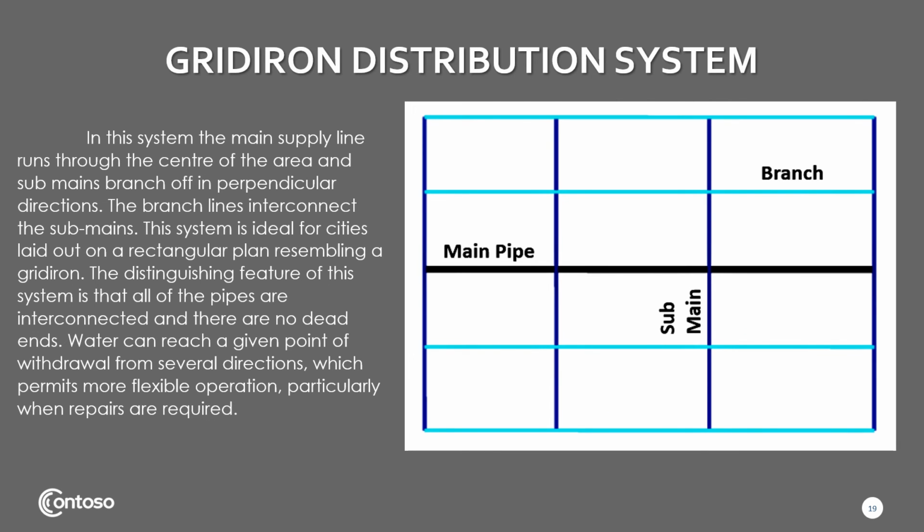The second one, gridiron distribution system. In this system, the main supply line runs through the center of the area, and the submains branch off in perpendicular direction. The branch lines interconnect the submains. This system is ideal for cities laid out on a rectangular plan resembling a gridiron. The distinguishing feature of this system is that all of the pipes are interconnected and there are no dead ends.